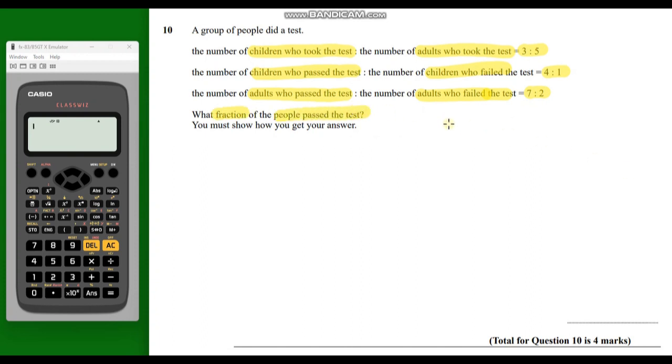Now, there does seem to be a lot going on here, but basically there's two things that we're looking at. We're looking at the person who took the test, whether they were a child or an adult, and whether they passed the test or not. So they either passed or failed.